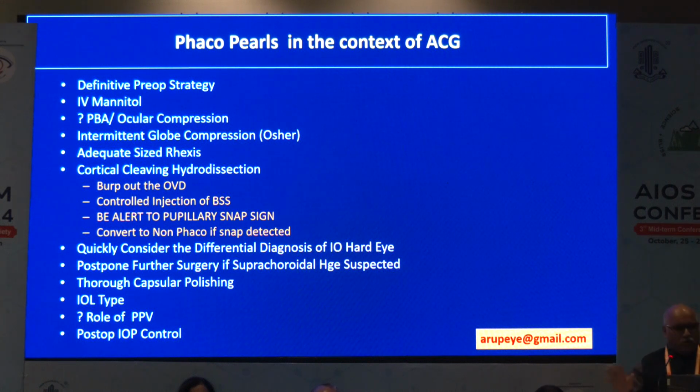Periorbital anesthesia; I no longer do topical. Intermittent globe compression as advised by Osher, but I use a digital massage. Adequate size rexis. Cortical cleaving dissection is important, not in this case, but when it is a nuclear cataract. Most of this case is a hard cataract, so it is important that you don't have a pupillary snap, so it has to be done carefully. Rexis size also has to be adequately titrated.